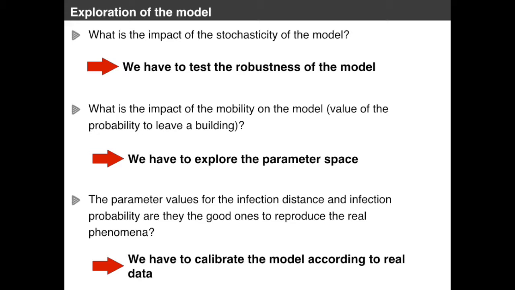At last, we have real data concerning the output of the reference system. They can be used to calibrate the model. In our model, we have real data concerning the infection propagation. We can try to define the best values for the infection distance and probability parameters to fit with these data.